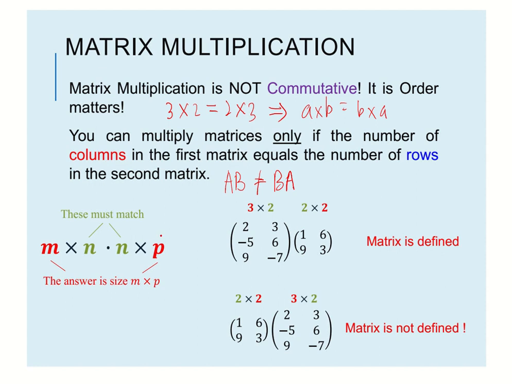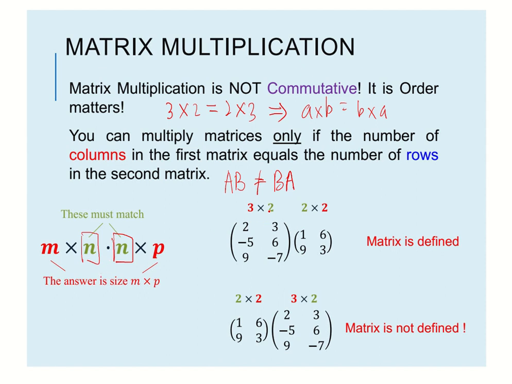All right, so now before that, for two matrices to multiply, these two numbers must be matched, right? They must be the same number. So if the two numbers here are not equal, we cannot perform the multiplication.